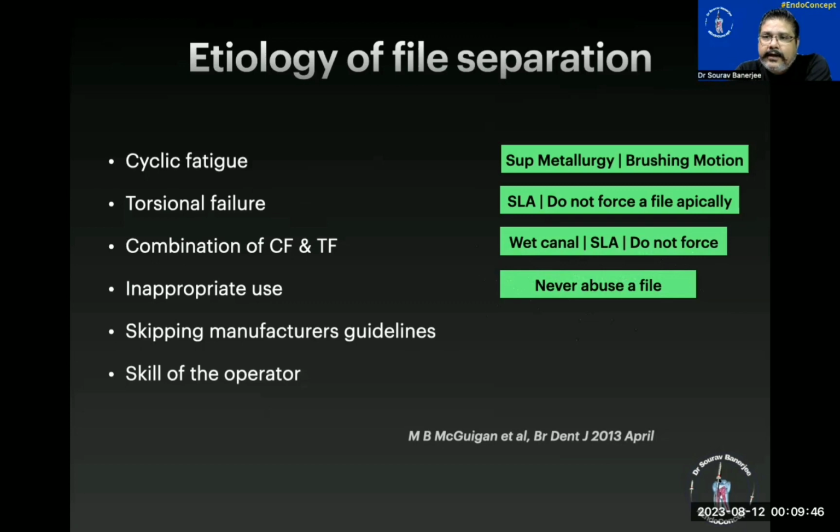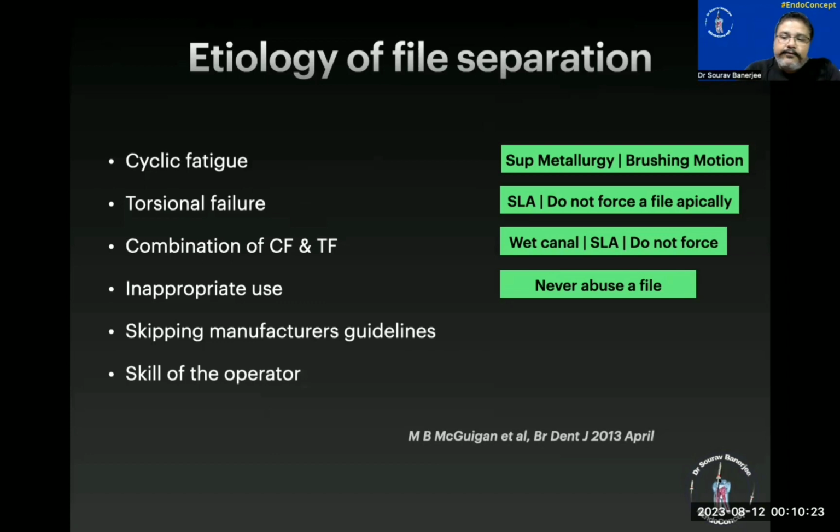Inappropriate use: we should think of never abusing a file. So how should we avoid abusing a file? The thumb rule is you should always check the file whenever you take it out from the canal. You should check the flutes for any deformity. You should never force a file inside apically. That is the second thing that prevents abuse. And finally, you should never let the file work in a dry canal. That is one more thing we should always keep in mind so that we don't abuse a file.